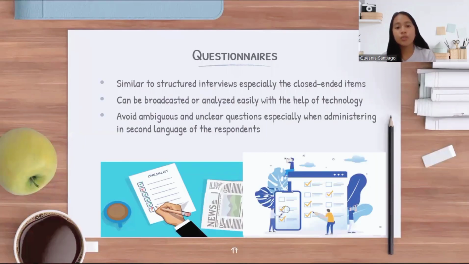Questionnaires, similar to structured interviews, especially the close-ended items, can be broadcasted or analyzed easily with the help of technology. Avoid ambiguous and unclear questions, especially when administering in the second language of the respondents.